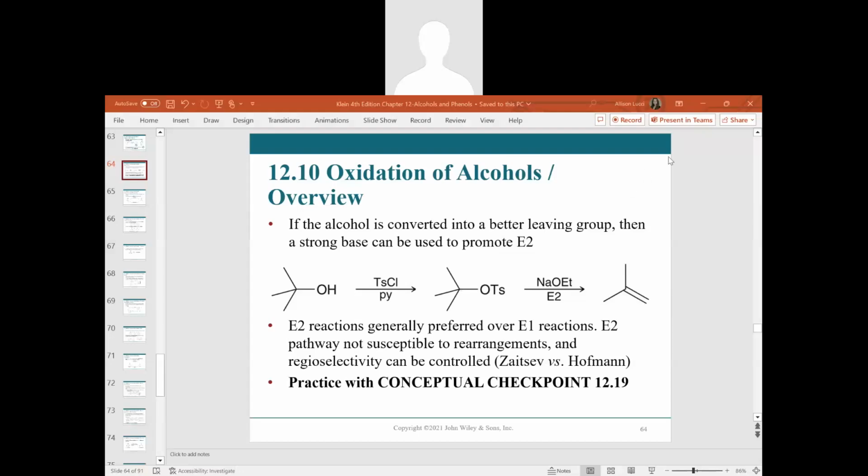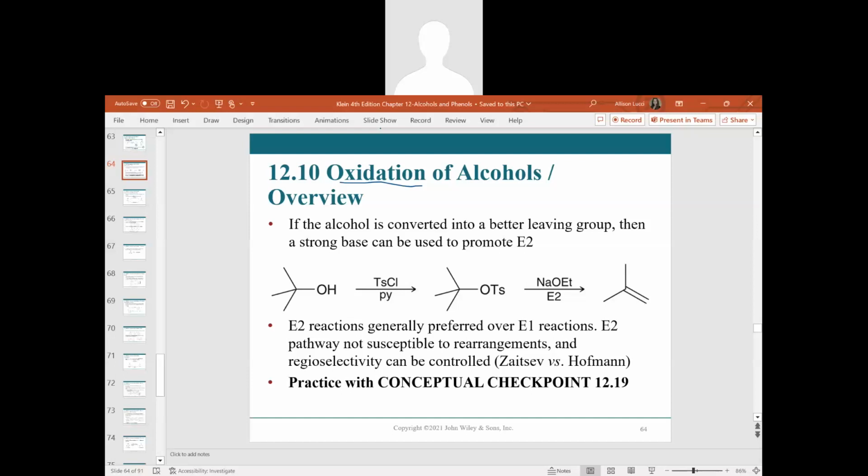Earlier in the chapter, we looked at how alcohols could be prepared through reductions of ketones and aldehydes and even esters, anything with a carbonyl. And now we're going to look at the reverse of reduction with oxidation here. So now that we have an alcohol, it can be oxidized and we can form some other products.